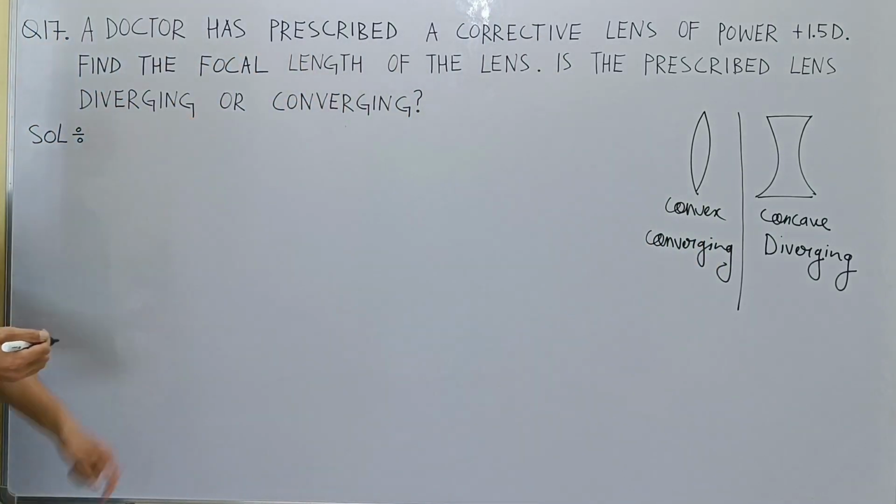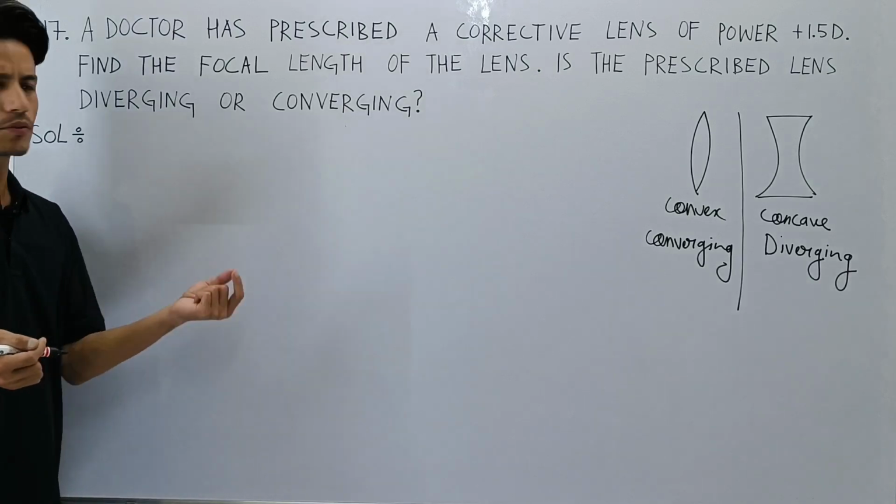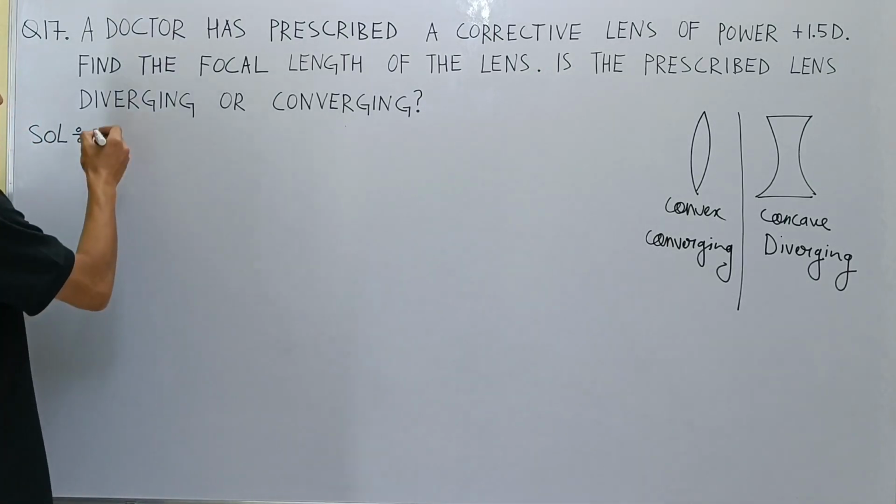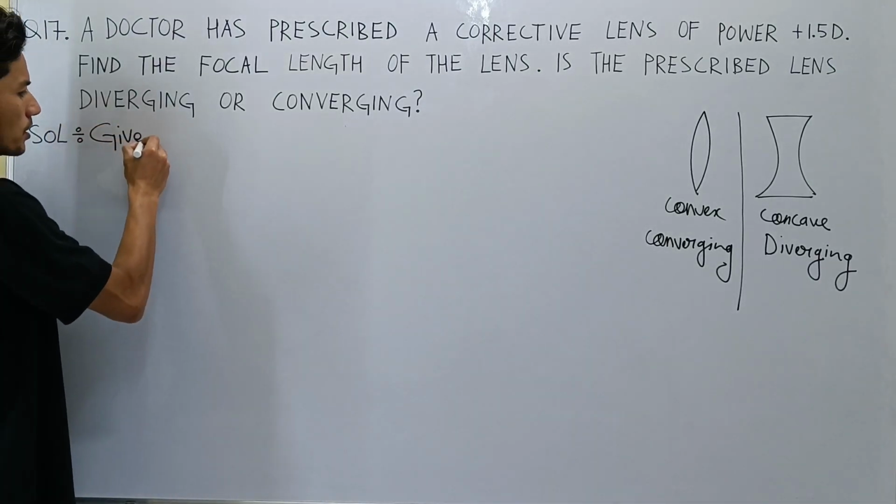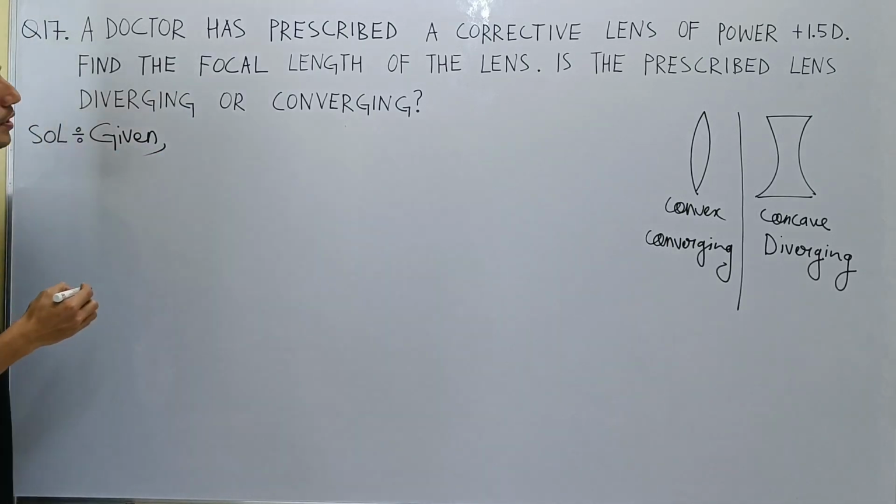So we are done. Now we just have to do one thing, which is find the power. We first write whatever things are given to us. You write given, and what is given to us?